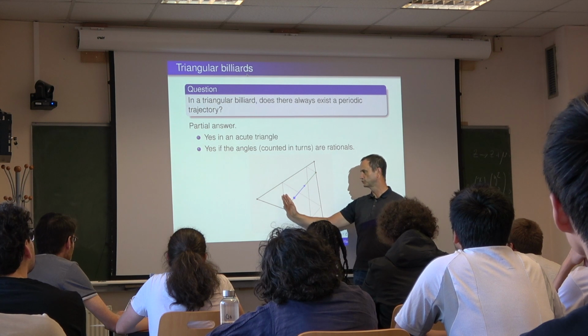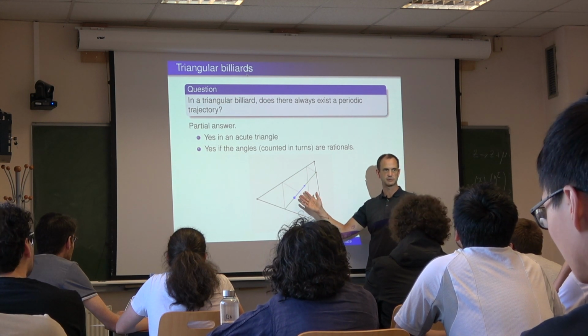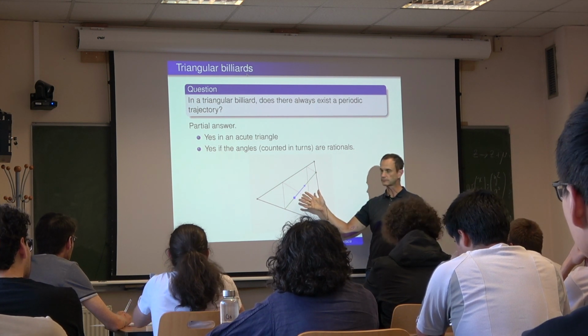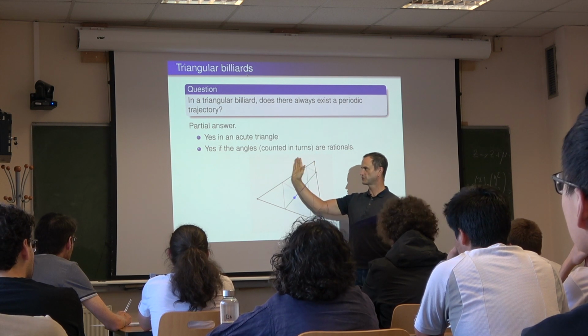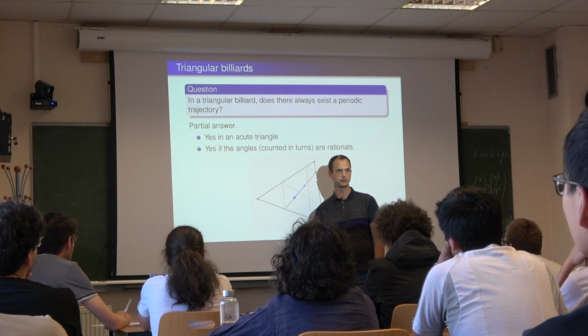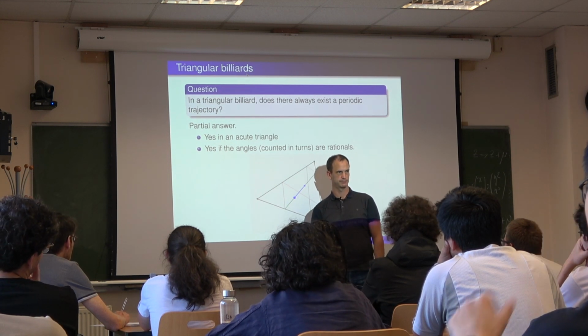If you start parallel to it, this gives you, so in every acute triangle there is a periodic trajectory, which is called the Fagnano orbit. As soon as your triangle has an angle which is bigger than pi/2, then this proof does not work and you have to find another periodic orbit.